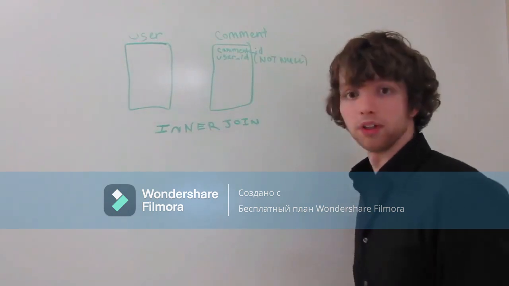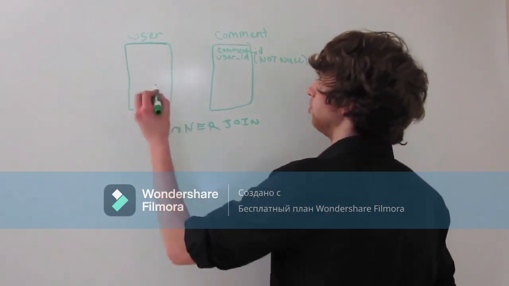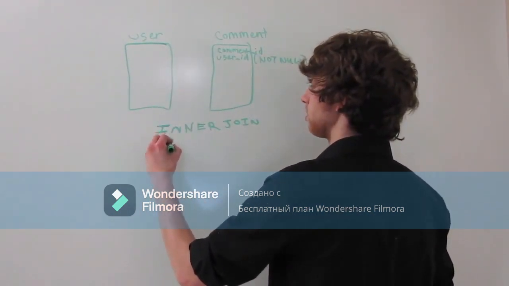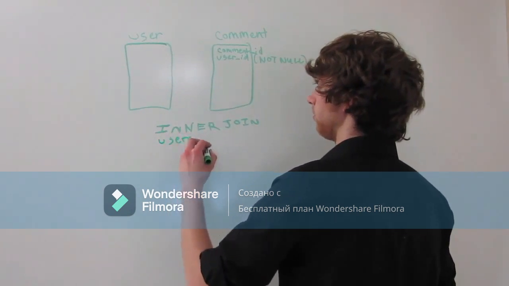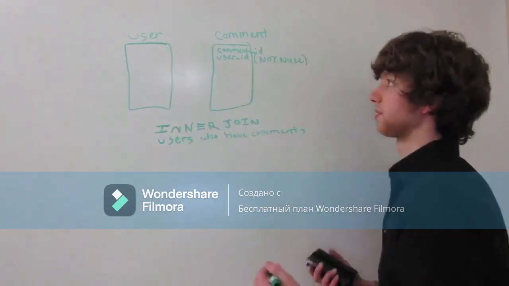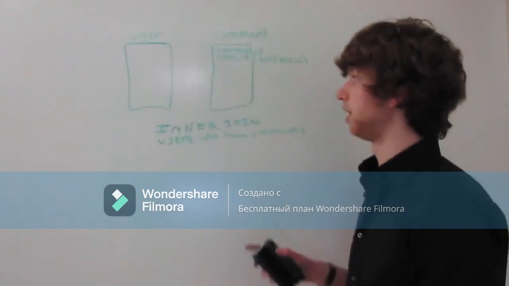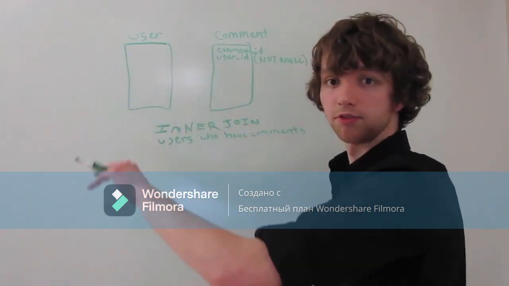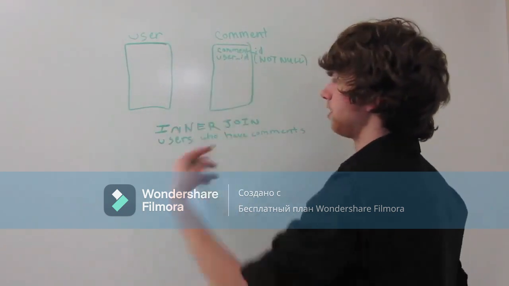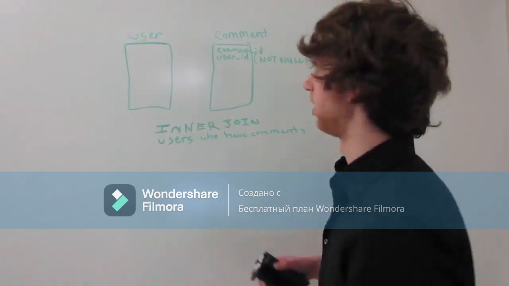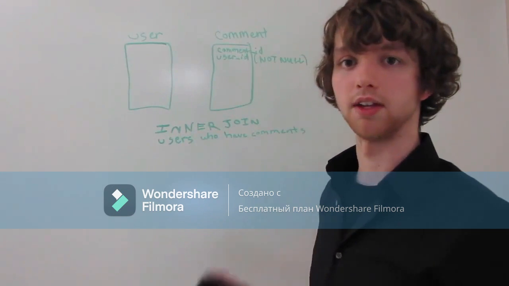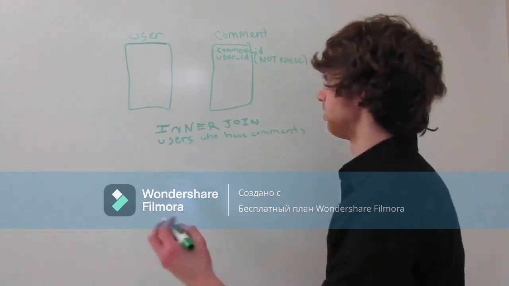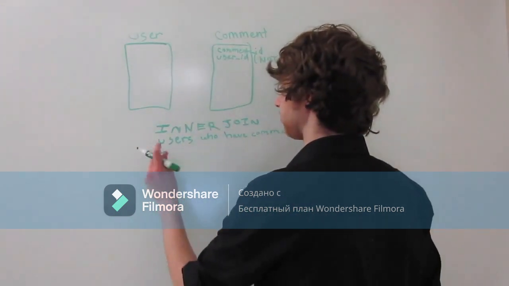What is the inner join going to give you? The inner join will give you all of the users who have comments. That's because if a user doesn't have a comment, his ID won't be in the comment table and he'll be left out. If there's a comment that doesn't have a user, well then it would be left out too, but that's not the case because it's not null. Right? The other option is a left outer join.